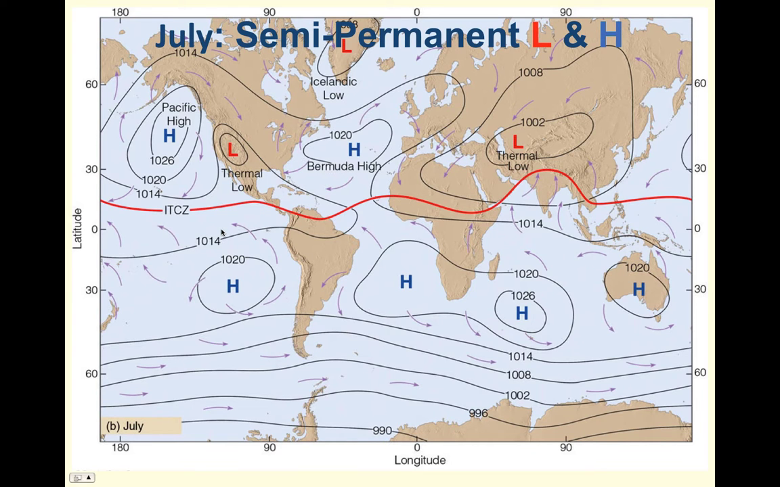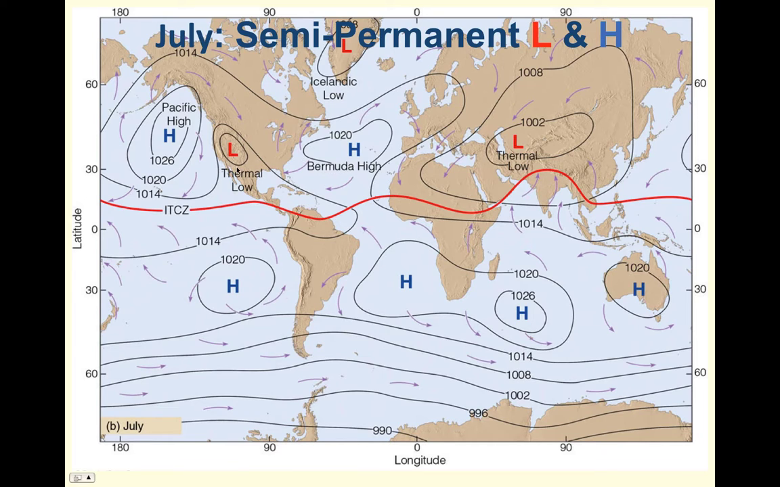Here's looking at July, the semi-permanent lows and highs around the planet. The first thing I want to point out, this is summer in the northern hemisphere, the oceans are relatively cold compared to the surrounding land surfaces. Therefore, you get a thermally created high pressure system over the oceans. This one's the Bermuda High. This one's the Pacific High. Again, they're formed from relatively cold ocean waters compared to warming surfaces during the northern hemisphere summer.